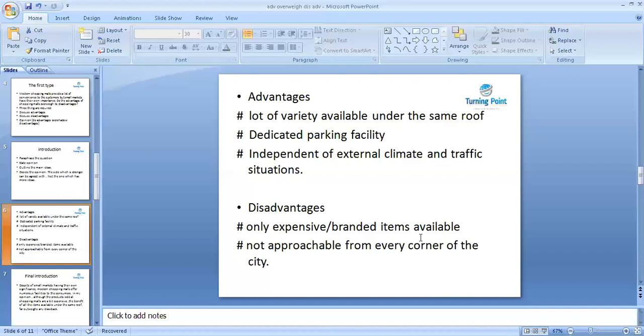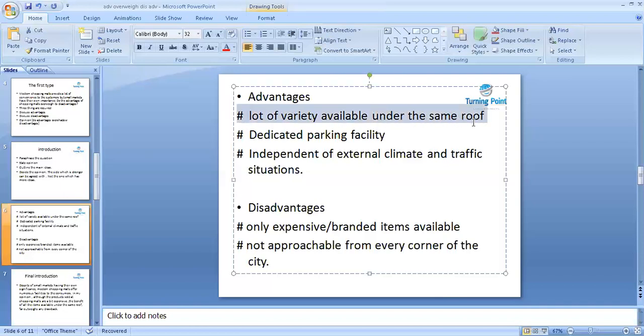So when we write these things in the rough work, we come to know that it will be very easy for us if we say that the advantages outweigh the disadvantages. So I will pick up the first advantage, that a lot of variety is available under the same roof, and I'll pick up the first disadvantage, that only expensive or branded items are available in shopping malls. So let us see how we can go ahead.